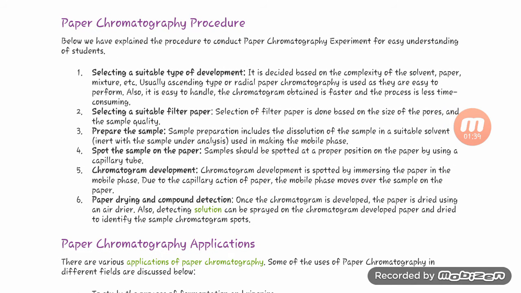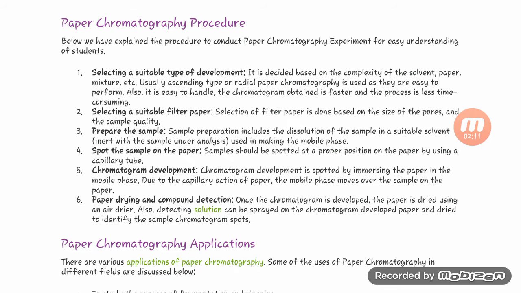So let's see the procedure of paper chromatography. First is selecting a suitable type of development. It is decided based on the complexity of the solvent, paper, mixture, etc. Using an ascending type or radial paper chromatography is preferred as they are easy to perform. Also, it is easy to handle. The chromatograms are obtained faster and the process is less time consuming.